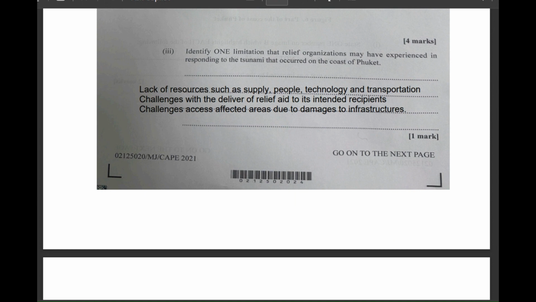There are several limitations that they could have faced. So once you're able to explain just one or identify just one, then one mark belongs to you. And as I said, there are several: lack of resources to basically help out, and resources in the sense of supplies, people, technology, or transportation. Challenges to deliver the relief that they have. Challenges to get to the areas due to damages, and there are many other limitations.